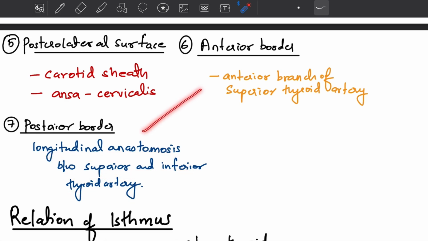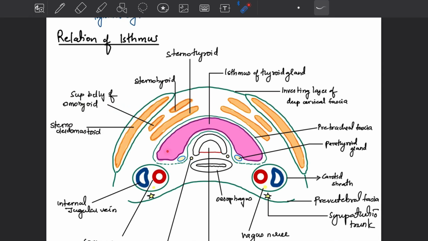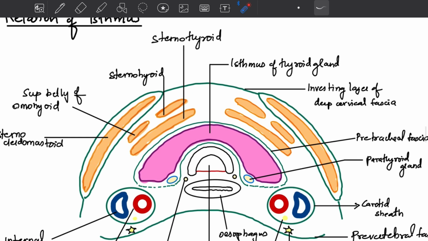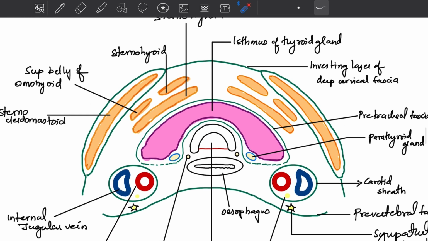Both of these we will be seeing in the arterial supply of the thyroid gland. This is the isthmus of the thyroid gland, which means that it is a cut section at the level of the isthmus. In front of the isthmus we have two muscles, the sternothyroid and sternohyoid on both sides, and posteriorly we have another beautiful structure, the trachea and esophagus, and laterally we have the carotid sheath and the structures enclosed inside the carotid sheath.